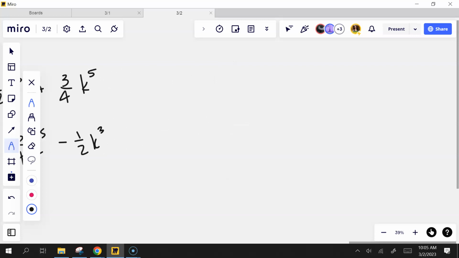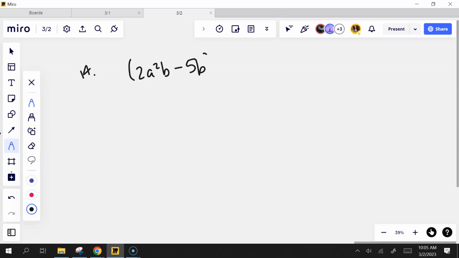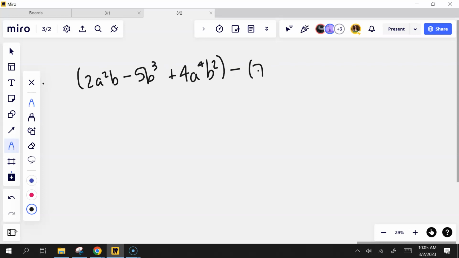14. So I have 2a squared b minus 5b cubed plus 4a to the 4th b squared minus 7b cubed plus 8a to the 4th b squared minus 7a squared b. Great, googly moogly. Okay. This isn't hard. It's just adding.